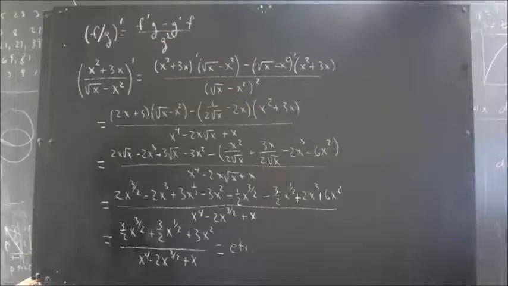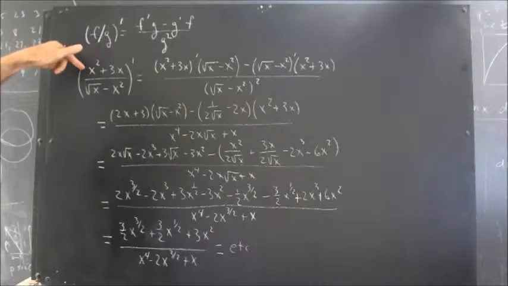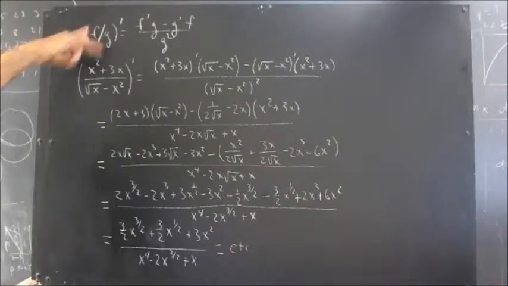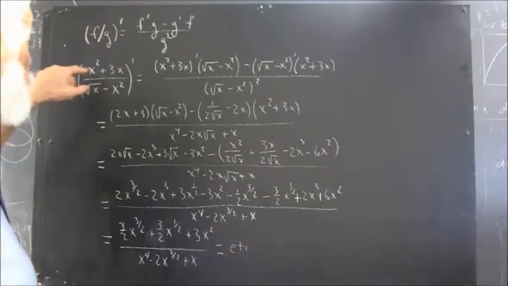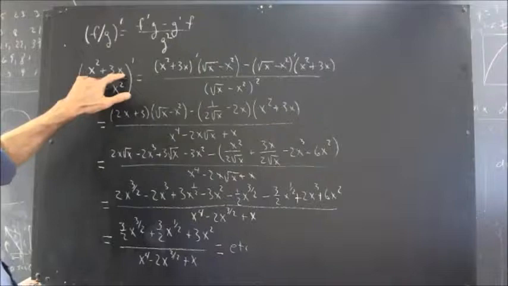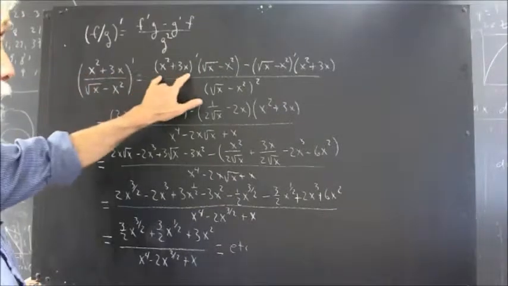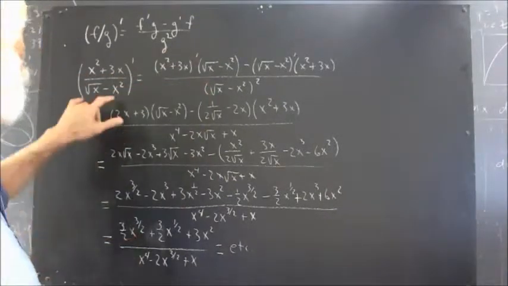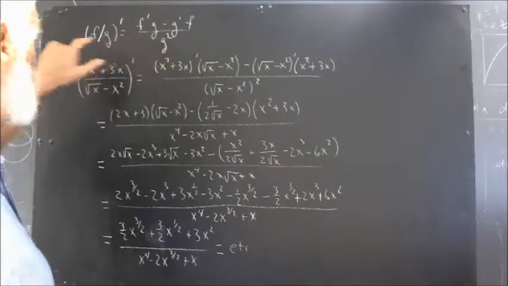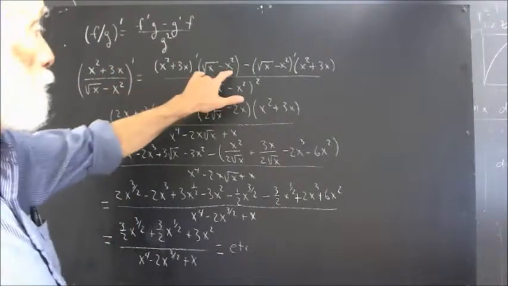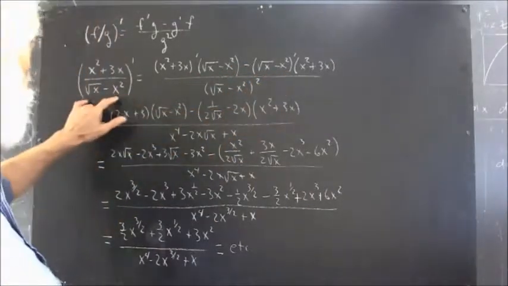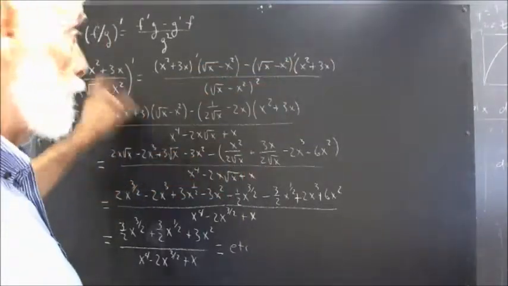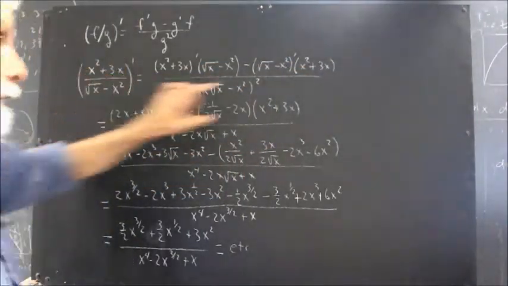So we identify f as our numerator function, obviously, and g as our denominator function, because that's the way it is in the formula. So f prime g is going to be, well, the x squared plus 3x function is the f, so we take its derivative, multiplied by the denominator function, square root of x minus x squared, minus the derivative of the denominator function, again square root of x minus x squared, derivative, times the numerator function, x squared plus 3x.